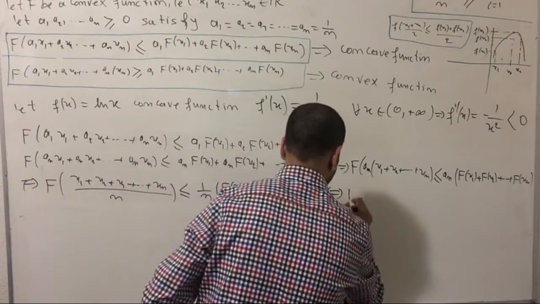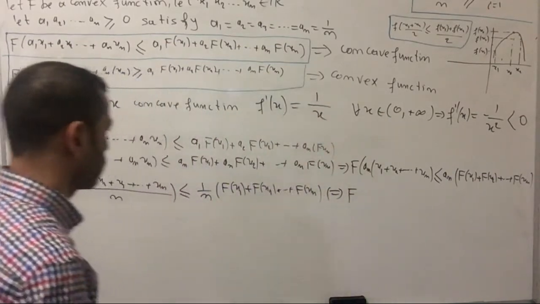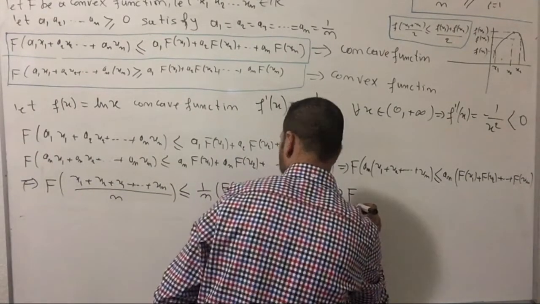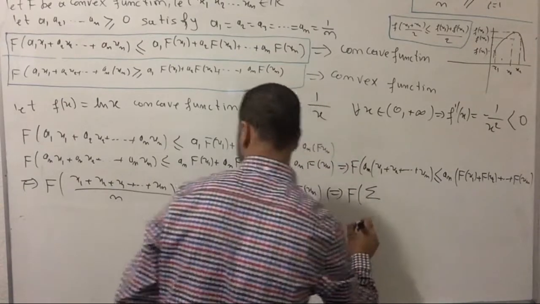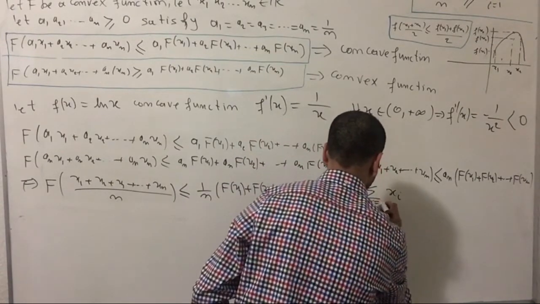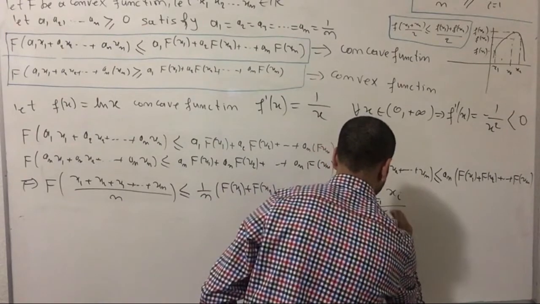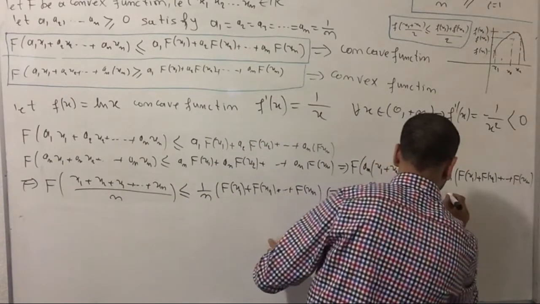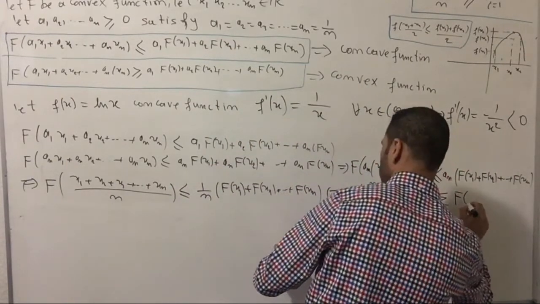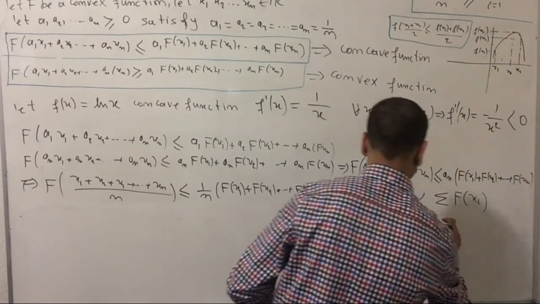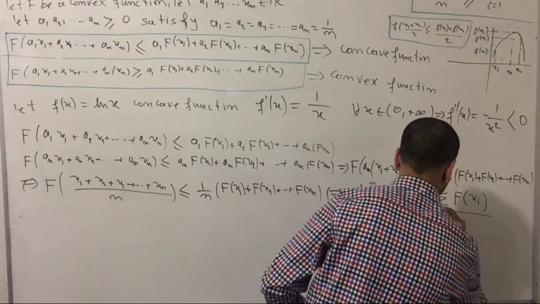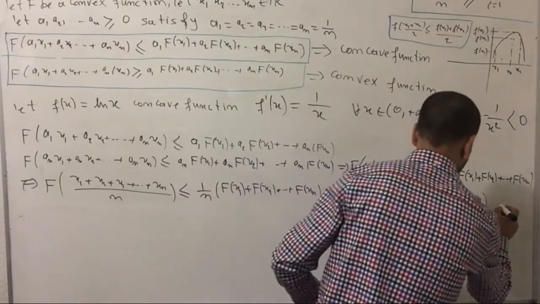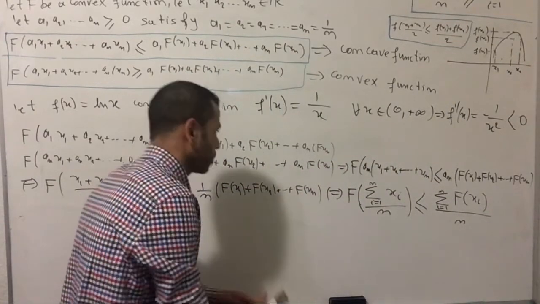So this one I can rewrite on this form: the sum of i goes from 1 to n, over n, is inferior or equal to the sum of f of xi over n, i goes from 1 to n. Okay, so now I have this one.